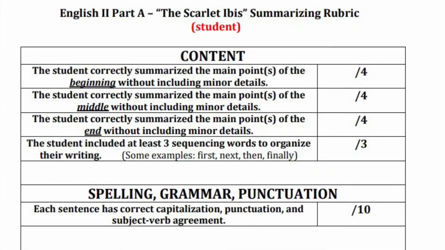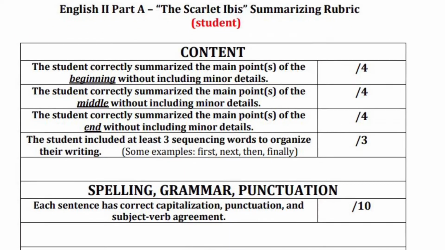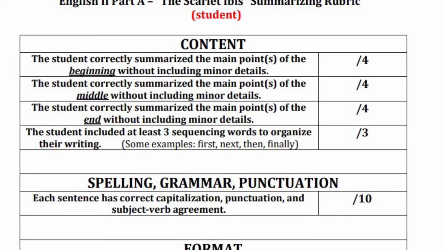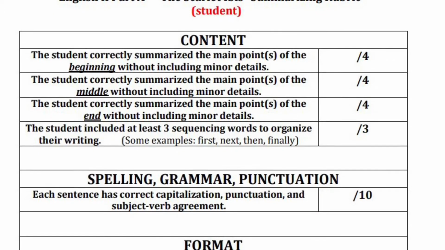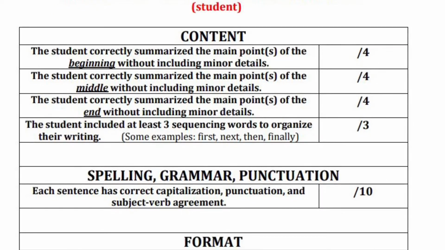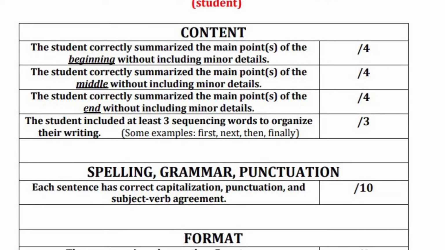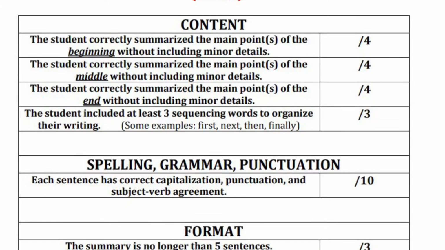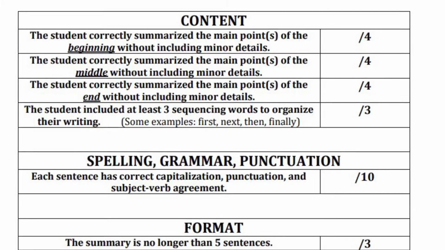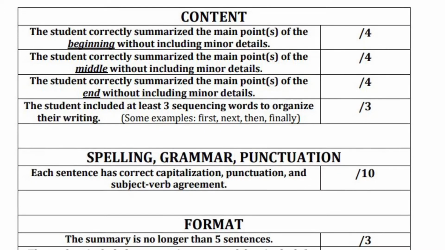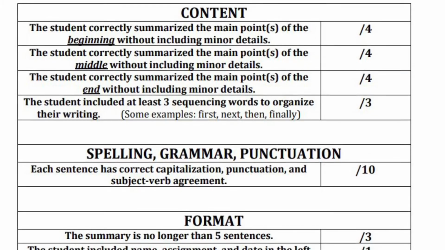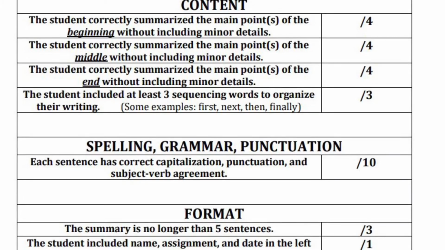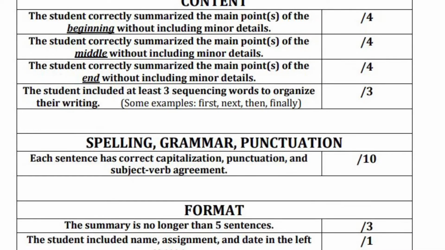So the next thing you're going to click on is the student rubric. Go ahead and pull that up and look at it with me if you're at your computer. You'll see exactly how I'm going to have to grade you. Let's look at the first thing under content. It says the student correctly summarized the main point of the beginning of the passage without including minor details. The second thing is the student correctly summarized the main points of the middle without including minor details. And then the student correctly summarized the main point of the end without including minor details.